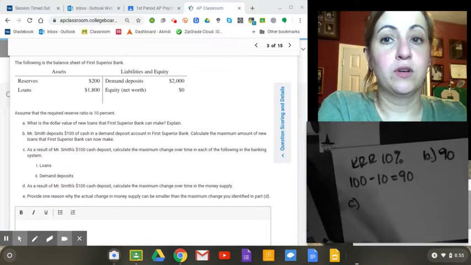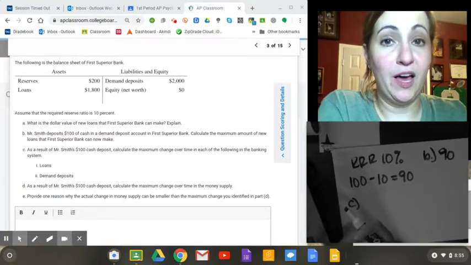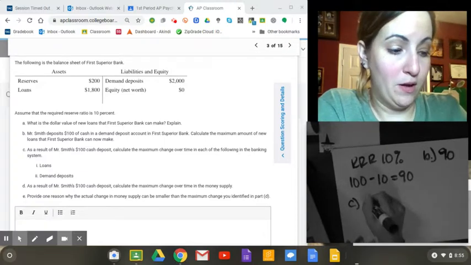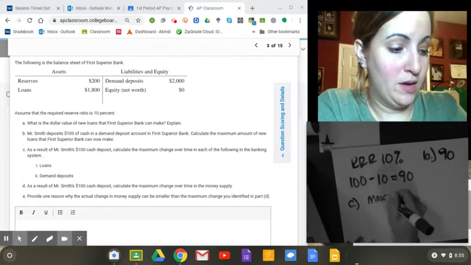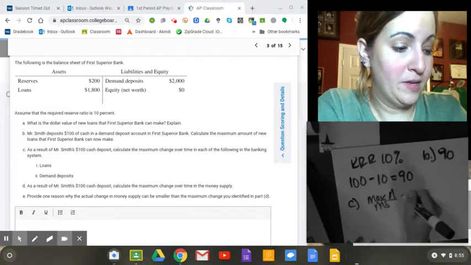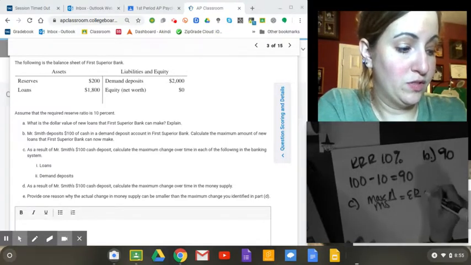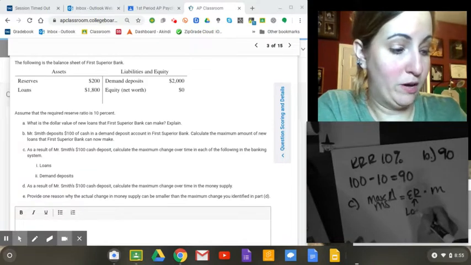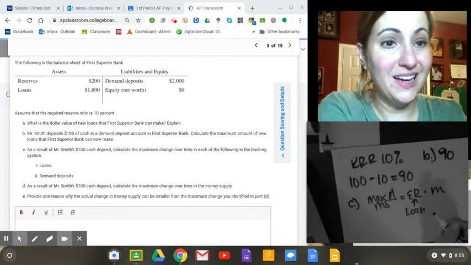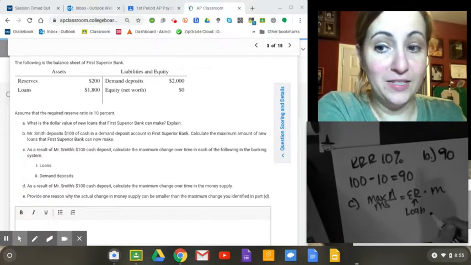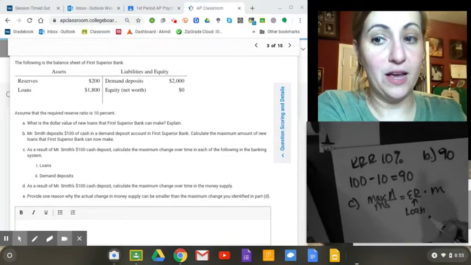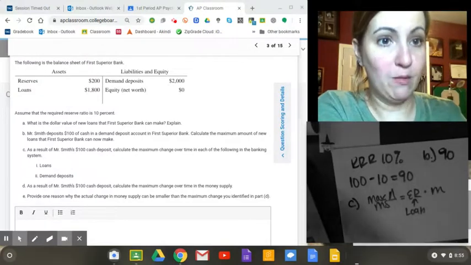Well, you can change money supply by loaning out money to people. And so remember, the max change in money supply is like excess reserves times M. Well, excess reserves is like what you can loan out. That's what CI is talking about. Basically, they're not saying maximum change in money supply, but they're saying, like, if I loan out, what's the maximum change it's going to be?